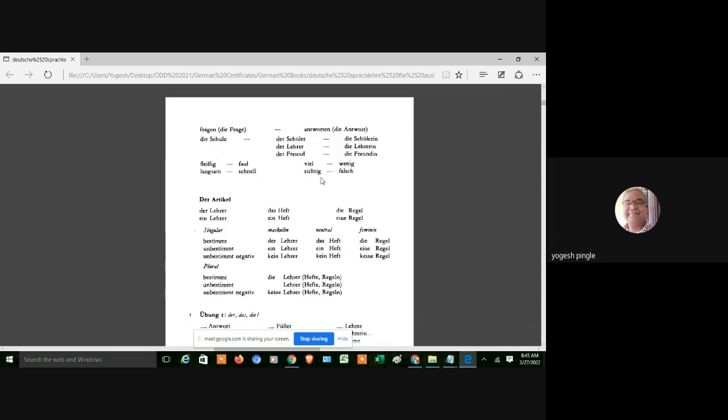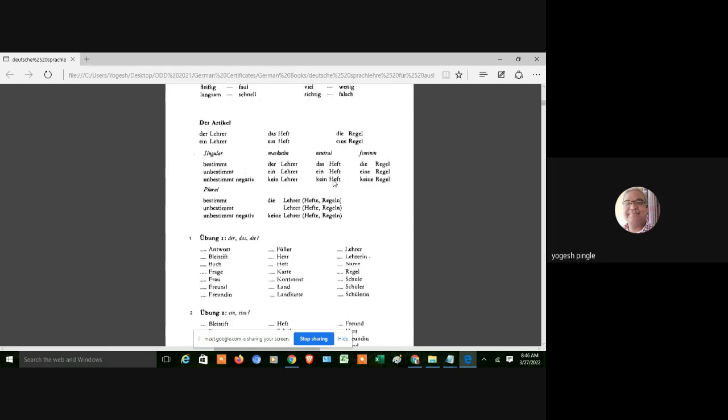Very important, okay? Then richtig, falsch. Just now we have seen richtig means correct, falsch means wrong. Okay, so opposite of this, four pairs of opposite things have come across. Then next is the articles. Just now we have seen. So let's see here. These are the other articles: der Lehrer, das Heft, die Regel.